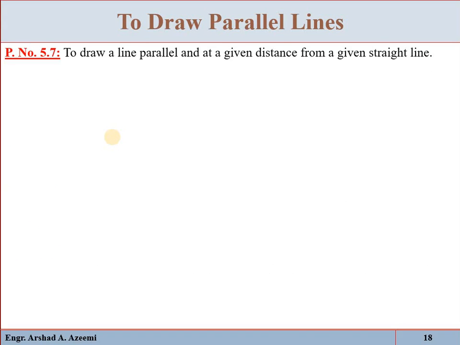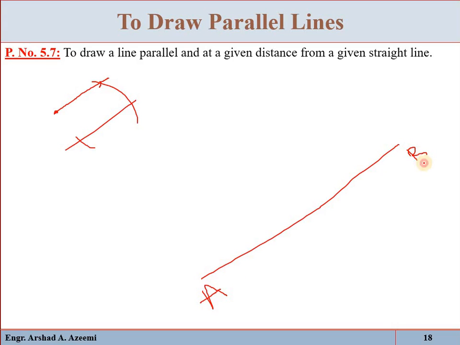Problem 5.7, to draw a line parallel and at a given distance from a given straight line. See, in the previous problem a line was given and a point was given, and we had to draw a line parallel to this line passing through the point. Now here, suppose line AB is given and the distance is given, for example we have to draw another line parallel to AB at 10 centimeter, meaning at 10 centimeter distance you have to draw a line.